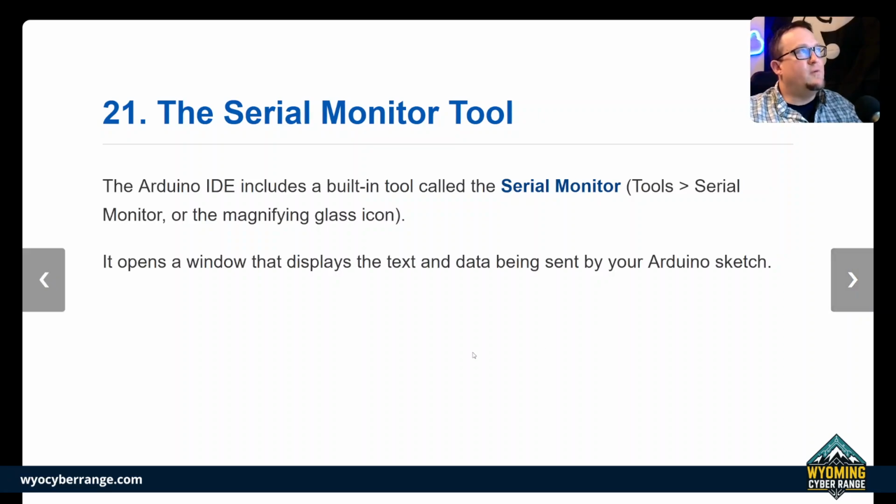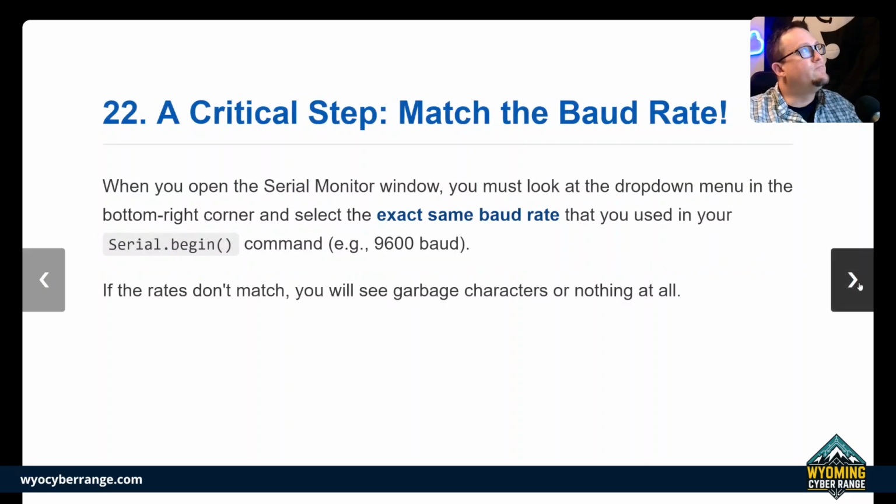In Arduino, the built-in tool is called Serial Monitor. If you go to Tools, Serial Monitor, you'll see it at the bottom of the screen, and any communication that happens between the Arduino and us will be displayed there. So if we did a Serial.print, we need to look there for that communication. The critical step is we need to make sure that we're talking at the same speed as our Arduino. If we don't match the same speed, you'll see a whole bunch of garbage characters or nothing at all. So if you are using another tool, make sure that we are all talking at the same speed.